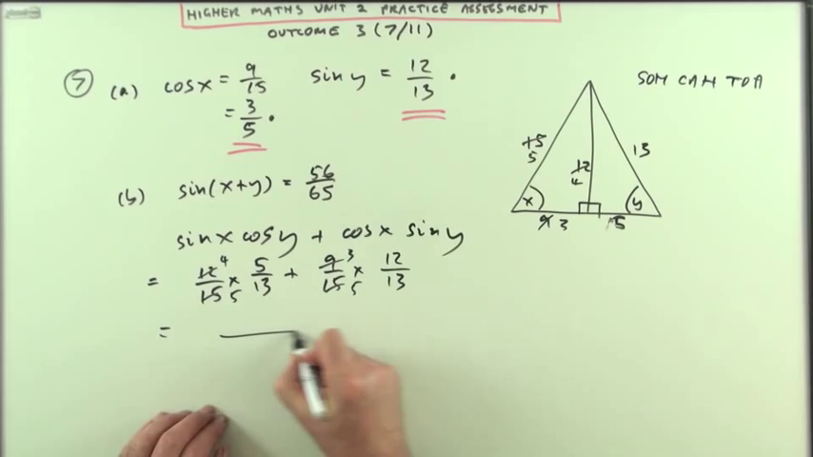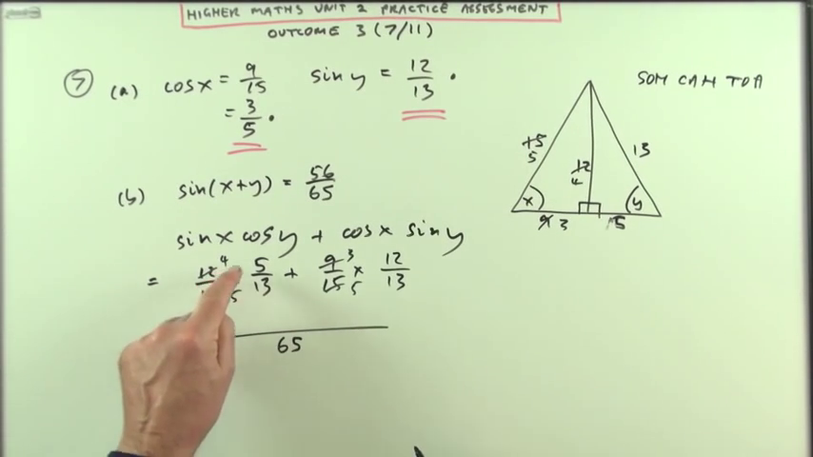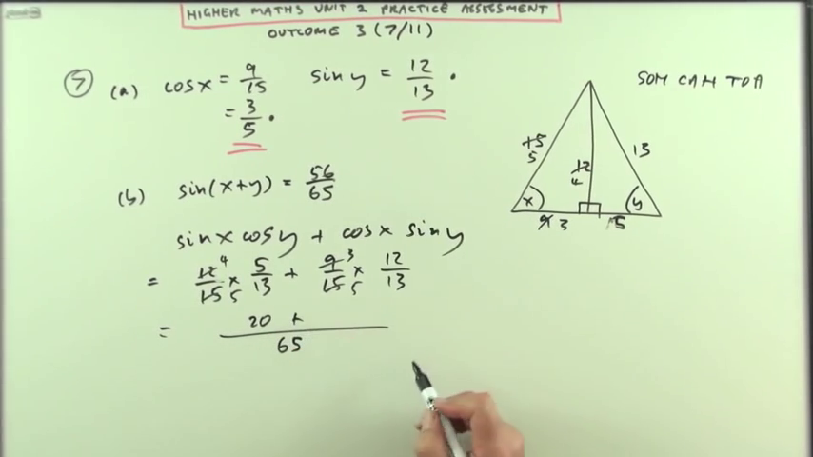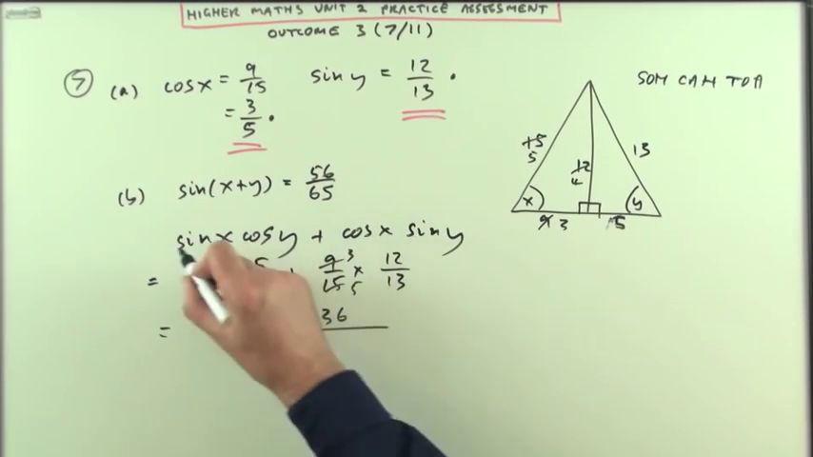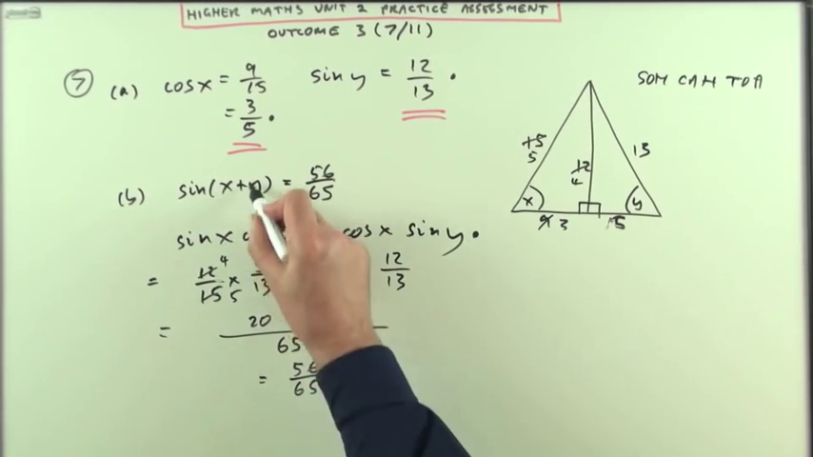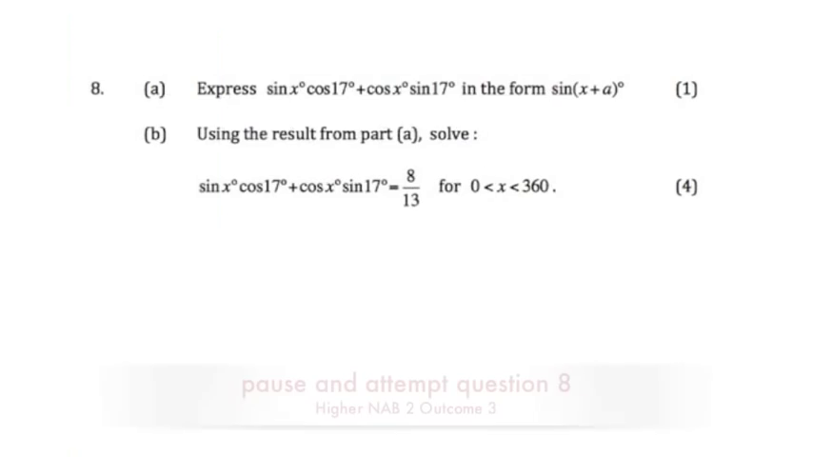They're both 5 times 13, so the whole thing's out of 5 thirteens, which is 65. Numerator, 4 times 5, 20. Numerator here, 36. 20 and 36, 56 out of 65. So the two marks were, first of all, for this expansion, for saying that equal to that. And then you had to go through all of this to get the second mark, to get your 4 marks out of 4.